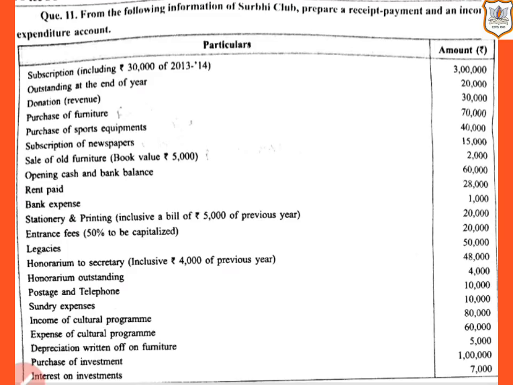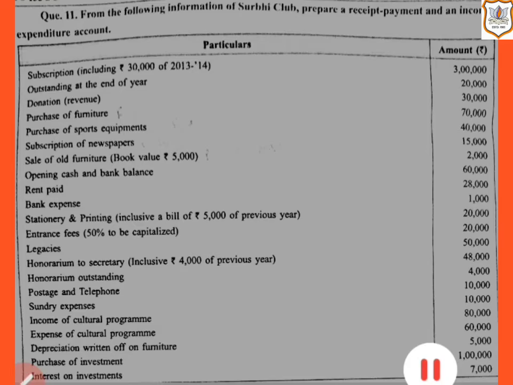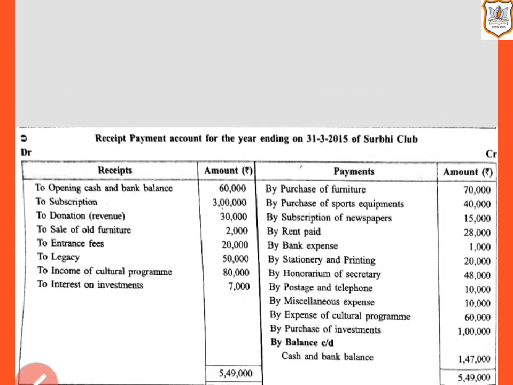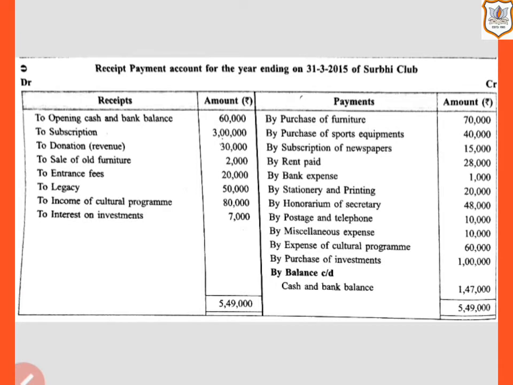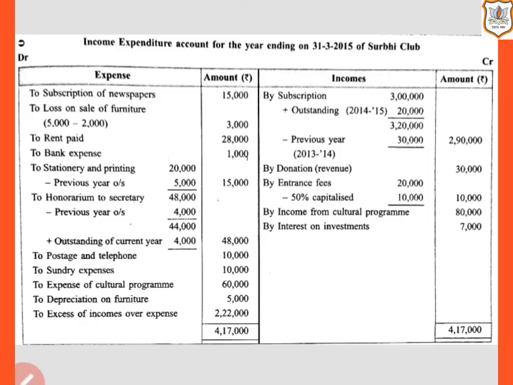Now next, the third item given is donation. In the bracket it is given that it is of revenue nature. The amount is 30,000. So in the receipt and payment account, we will disclose it on the receipt side. Here it is. The donation amount is rupees 30,000 on the receipt side. Now as it is of revenue nature, we will disclose it in the income and expenditure account as well. Here it is, donation 30,000. Now let us see the next.